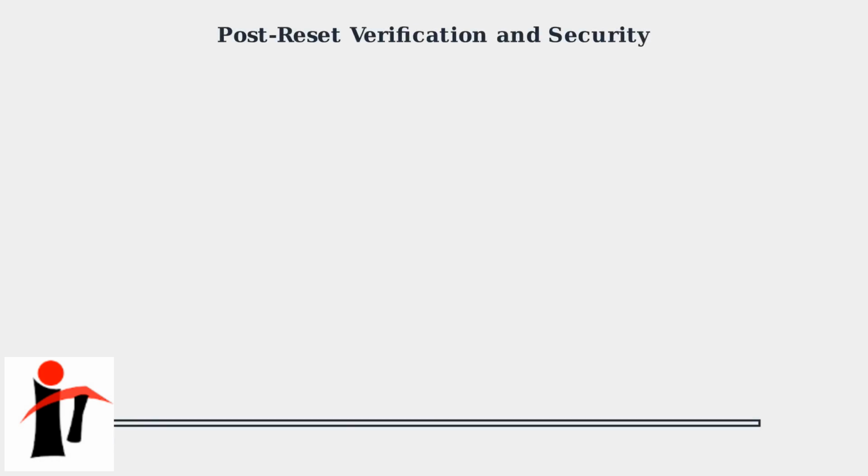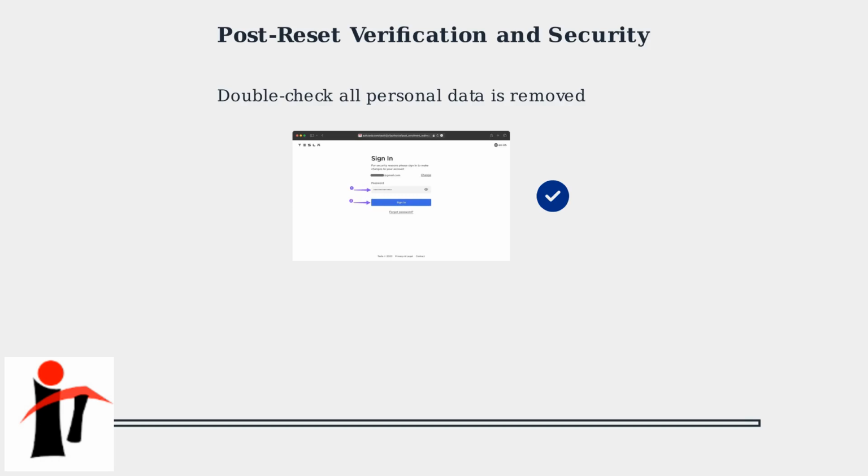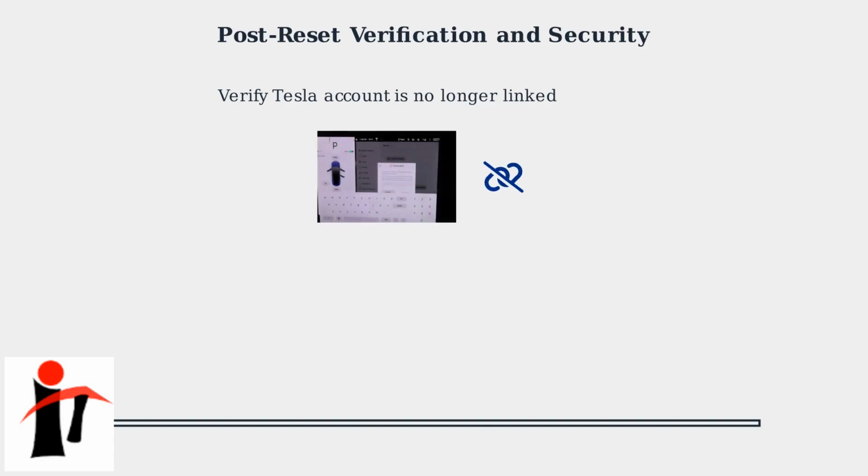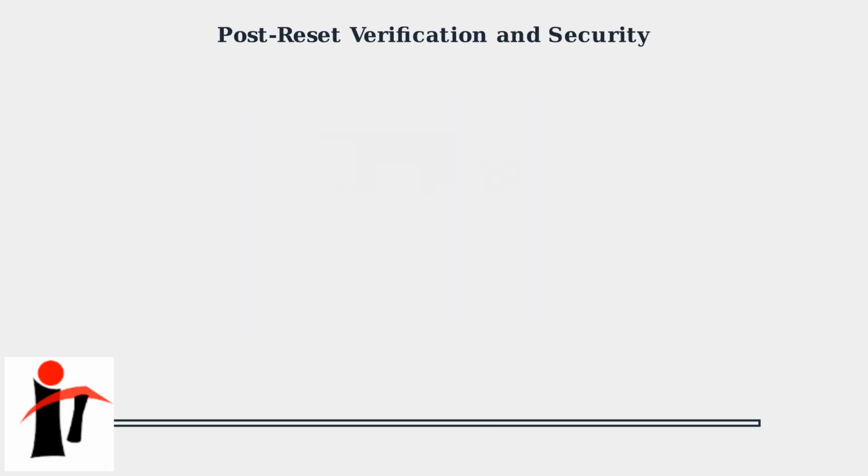After the factory reset completes, it's crucial to verify that all personal data has been properly removed and the vehicle is secure. First, double-check that all personal data has been removed from the vehicle. This includes navigation history, media preferences, and any stored files. Next, verify that your Tesla account is no longer linked to the vehicle. Check the Settings menu to ensure the account has been unlinked and no cloud services remain connected.